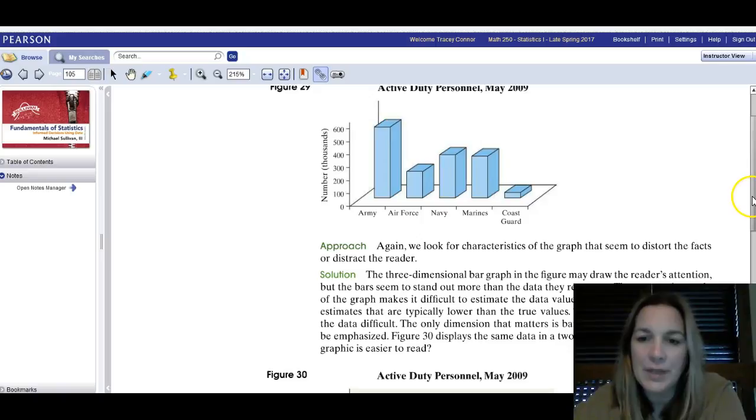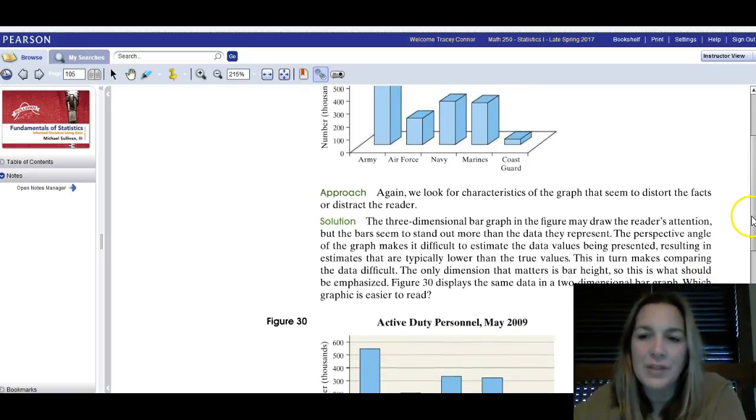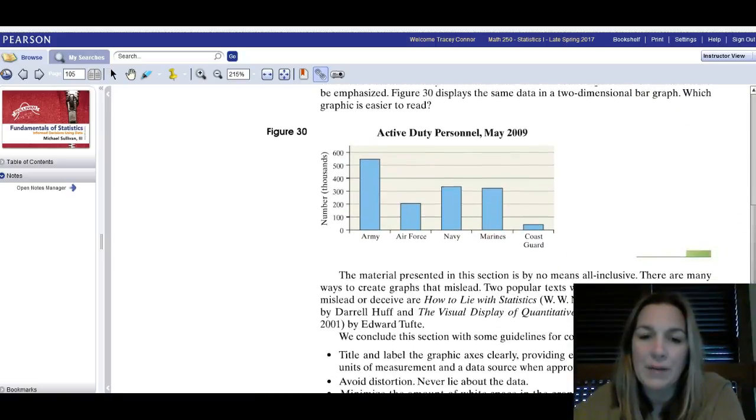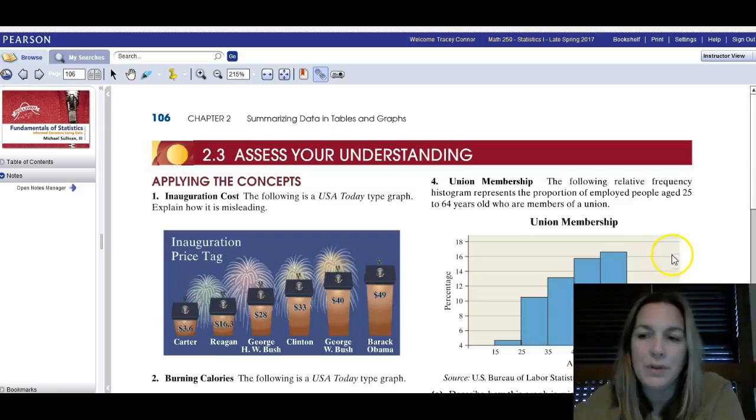You can see here where they talk about how it draws user attention, but the bars seem to stand out more than the data they represent. The perspective angle of the graph makes it difficult to estimate the data. Resulting estimates are typically lower than the true values. So there's a concern there again. Instead of making a 3D graph, you want to keep with your 2D graph.